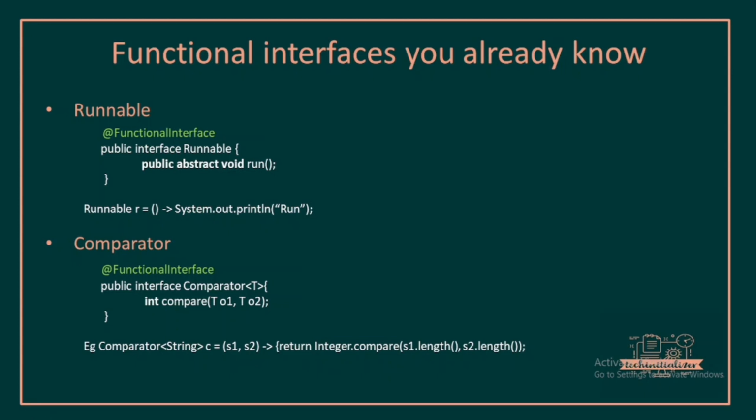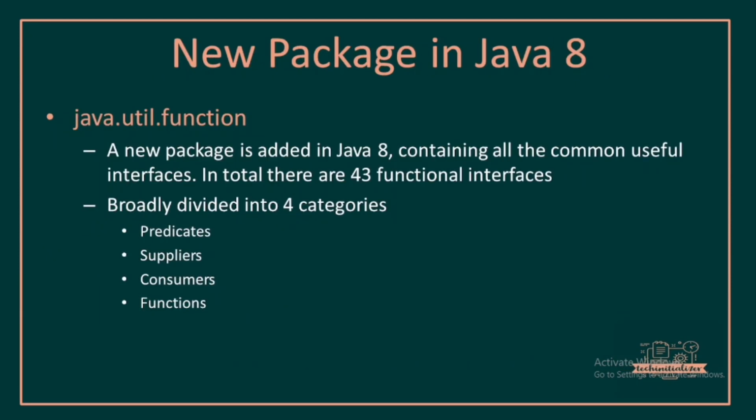In a similar way, we have the Comparator interface that you might have used to compare two objects. It also has one abstract method, which is compare, and this is how you can implement the Comparator interface using lambda expressions. In my example, I have compared two strings using their length, and this is how you write a lambda expression for a comparator.